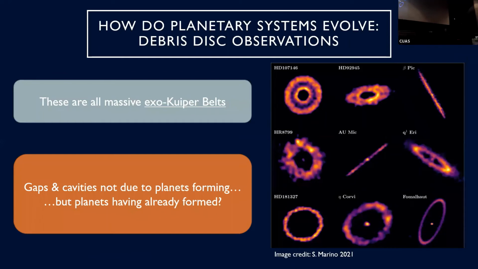Okay, so what I want to underline here is these are all sort of exo-Kuipers. The Kuiper Belt in the solar system, that's exactly what we're looking at here. And the reason they have substructure is because planets have already formed, probably. We don't know that for sure because it's very hard to see. All the planets that would be in these regions are so cold now because they're so old. It's actually very hard to detect.